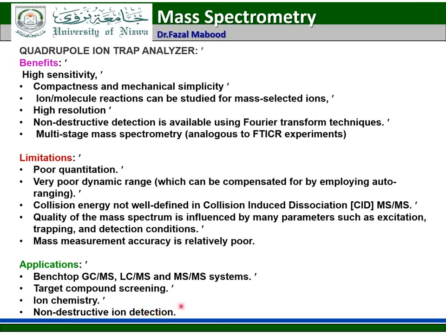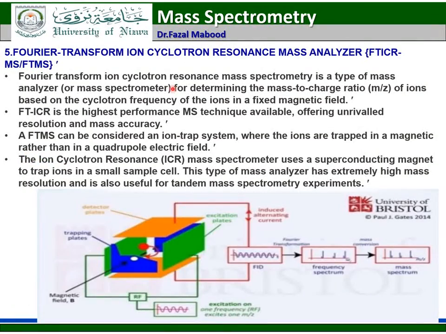Fourier transform ion cyclotron resonance mass analyzer. The Fourier transform ion cyclotron resonance mass analyzer is a type of mass analyzer for determining the mass-to-charge ratio of ions based on the cyclotron frequency of the ions in a fixed magnetic field. FTICR is the highest performance MS technique available, offering unrivaled resolution and mass accuracy.